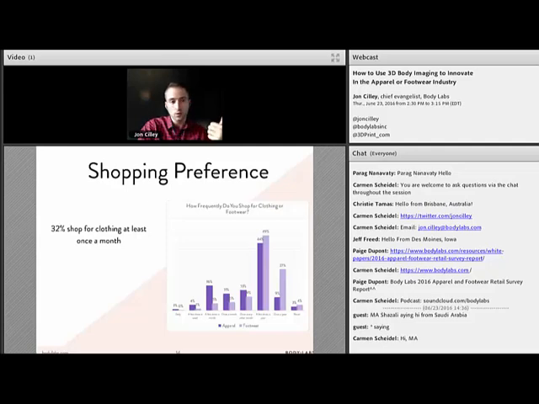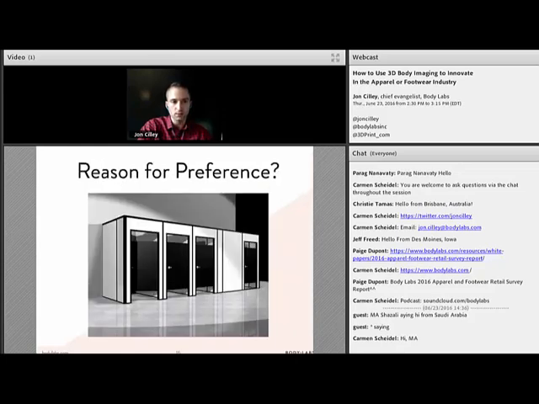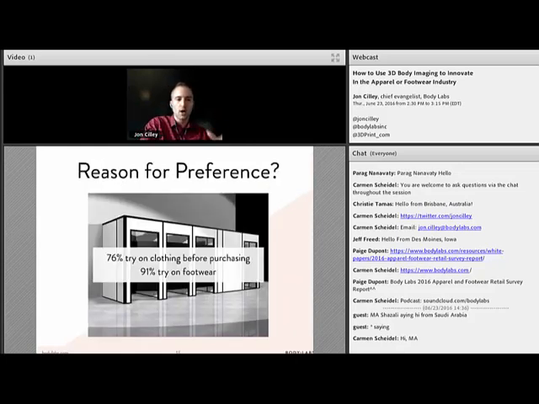And when we looked at preference specifically, what we found is that 32% shop for clothing at least once a month. So great, high frequency, that's what we probably want to see. But 59% prefer shopping in-store compared to online. Now, this should be pretty obvious because the reason for that preference is that 76% try on clothing before purchasing and 91% try on footwear before purchasing. So great, makes sense, right?